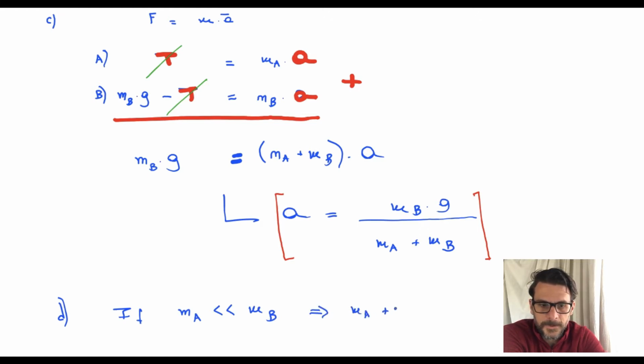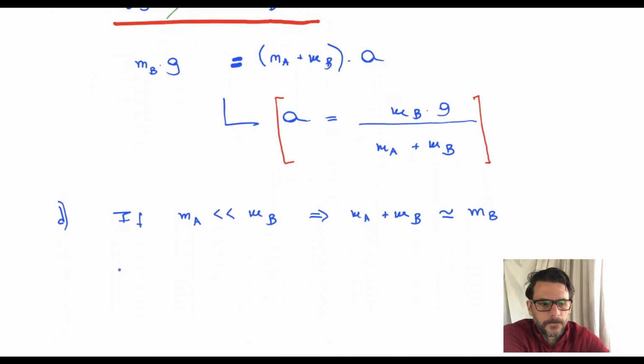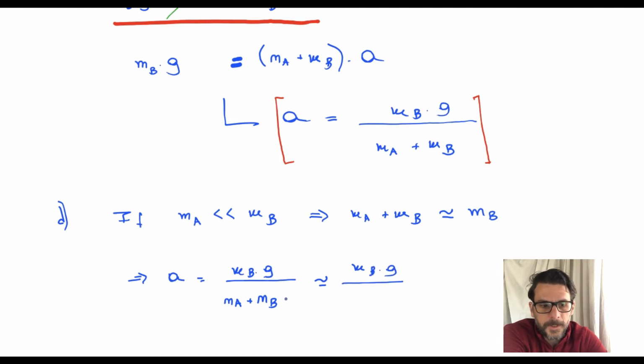the mass of A plus the mass of B will be very similar to just the mass of B, because the mass of A is not adding much to the mass of B. So, since we have just said that the acceleration was equal to the mass of B times gravity divided by mass of A plus mass of B, this will be approximately equal to mass of B times gravity divided by, but now instead of writing mass of A plus mass of B, we're just going to write something which is approximately equal to, which is only the mass of B.